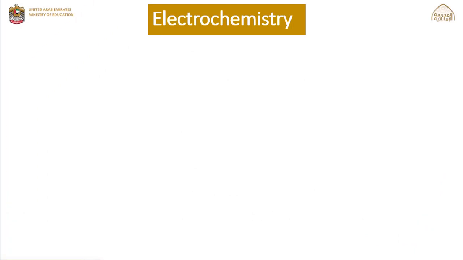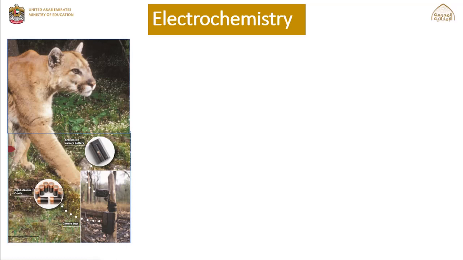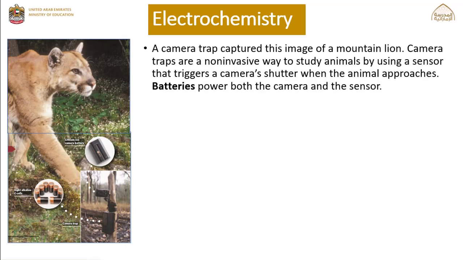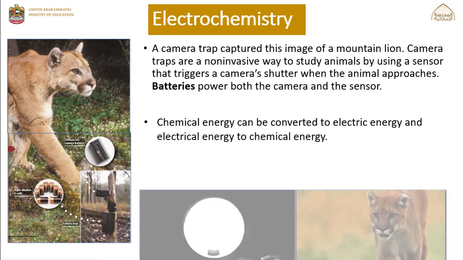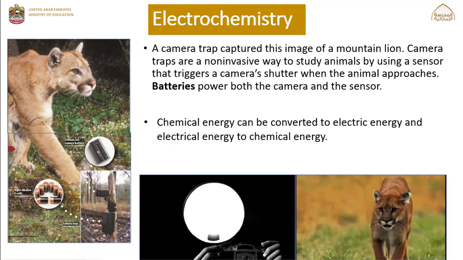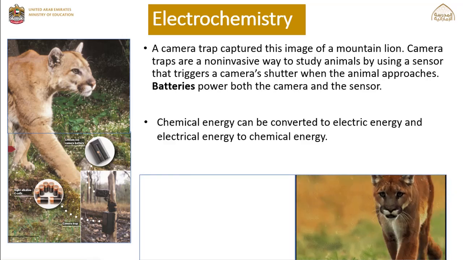Let's see what we mean by electrochemistry. A camera captured this image of a mountain land. Camera traps are a non-invasive way to study animals by using a sensor that triggers a camera shutter when the animal approaches. Batteries power both the camera and the sensor. Chemical energy can be converted into electrical energy, and electrical energy can be converted into chemical energy. That is one of the main ideas. You see here, the camera captures the animals that are moving around.